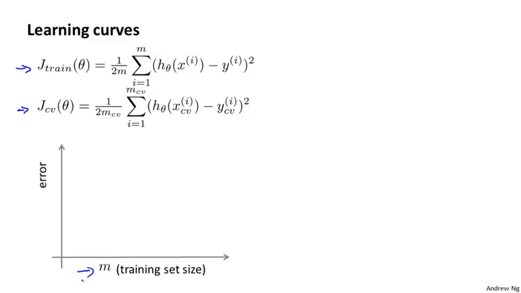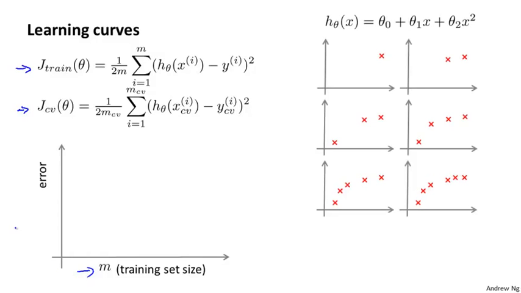But what I'm going to do is artificially reduce my training set size, so that I deliberately limit myself to using only, say, 10 or 20 or 30 or 40 training examples, and plot what the training error is and what the cross-validation error is for these smaller training set sizes. So let's see what these plots might look like.